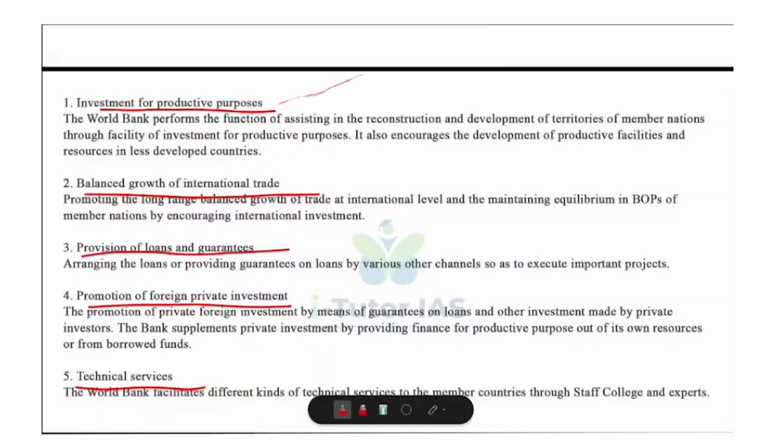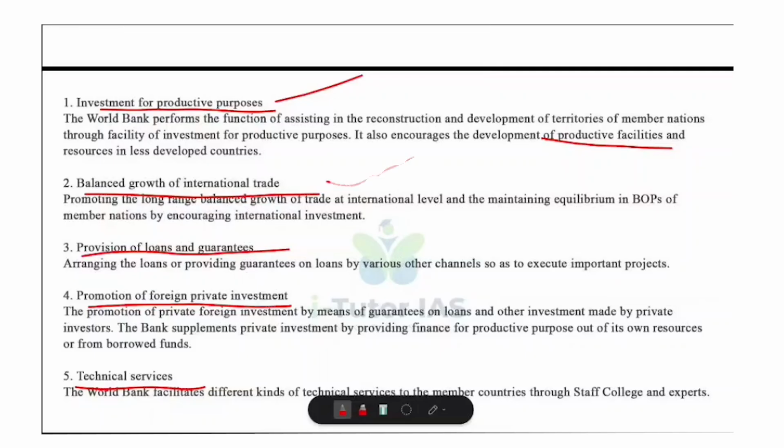So what is investment for productive purposes? The bank invests in projects that help reconstruct and develop member countries. It encourages development of productive facilities and resources in less developed countries. For example, financing a steel plant, irrigation project, or power plant.